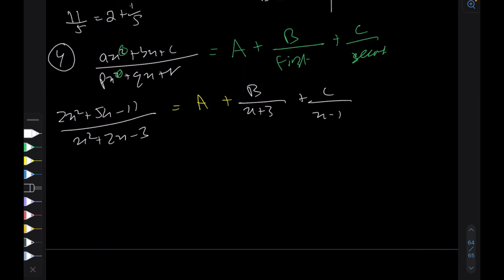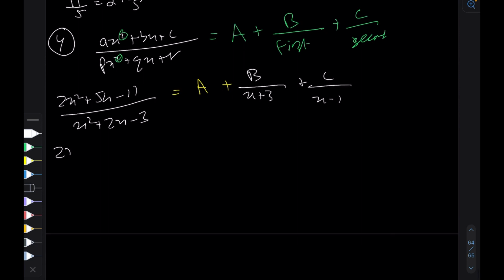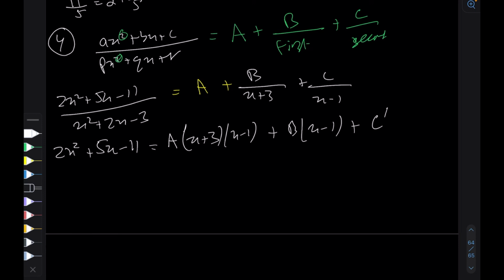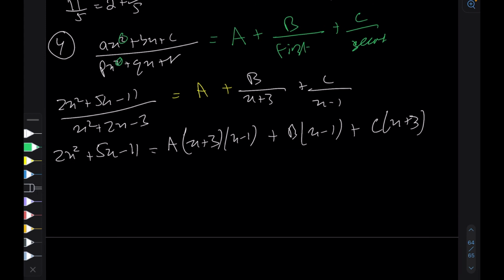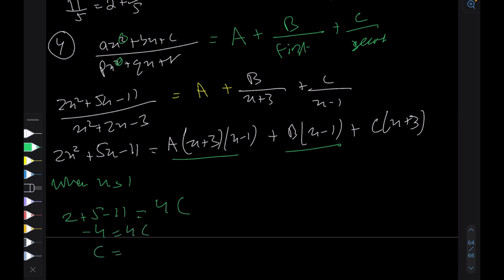So let's cross multiply. 2x squared plus 5x minus 11 is equal to a, and I'm actually going to write these in factors simply because it's more convenient, plus b times x minus 1 plus c times x plus 3. Now again, I can conveniently use the cover up method: when x is equal to 1, this would be 0, this would also be 0, we're only left with c. So 2 plus 5 minus 11 is equal to 4c, minus 4 equals 4c, c equals minus 1.